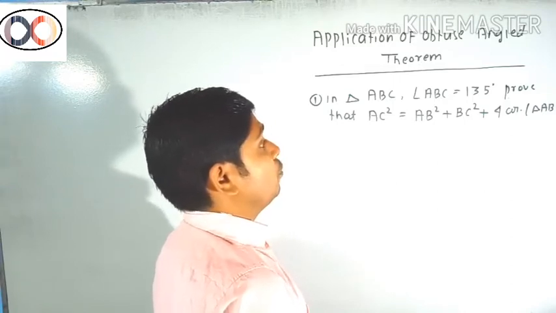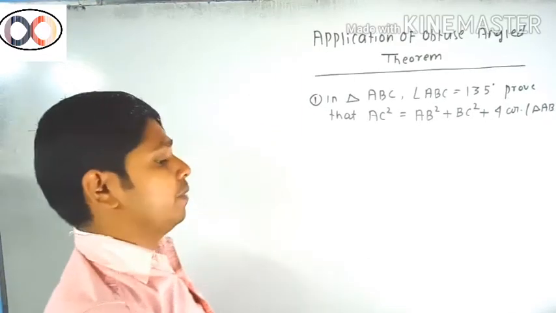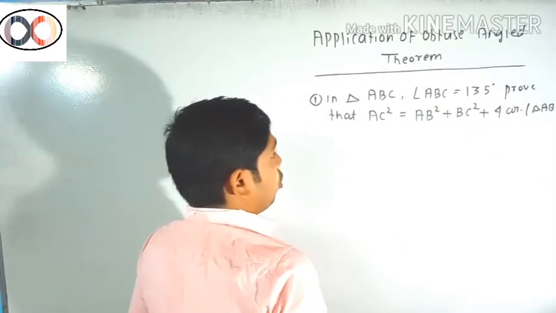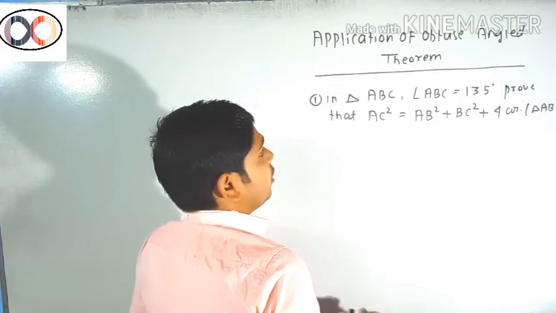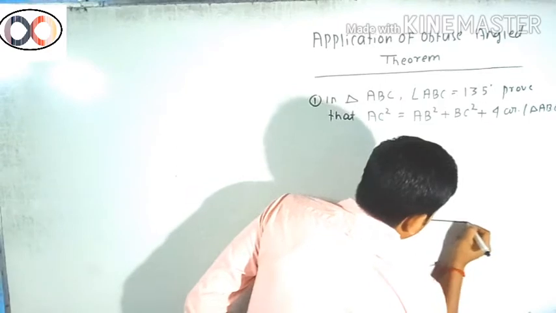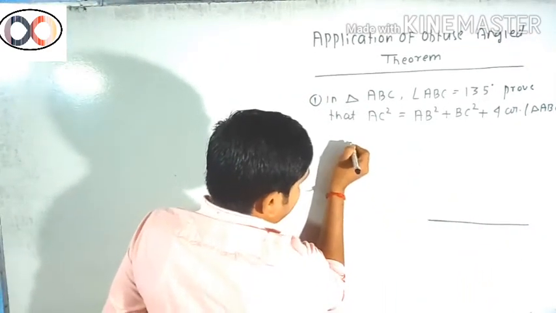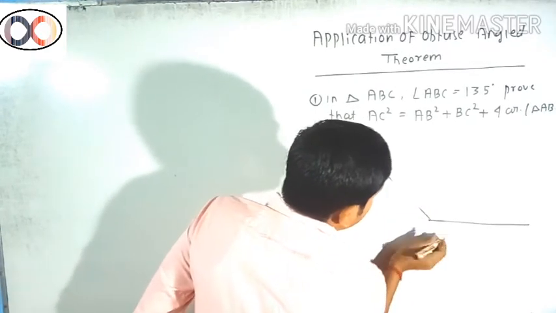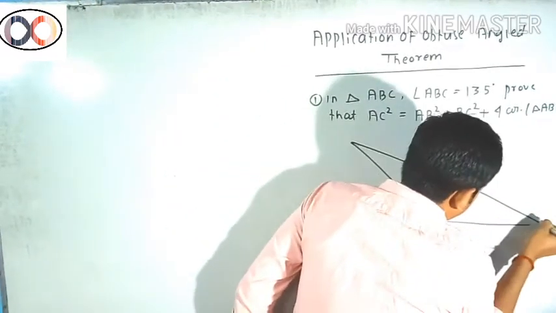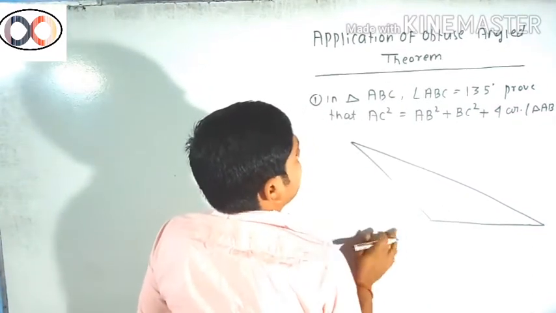First of all you will have to prove those things, then after that you will have to apply the trigonometry concept. Then you will get that result. So first of all we will draw that triangle where angle ABC equals 135 degrees. So here is the triangle, and here is the 135. This is the triangle, and here is ABC.